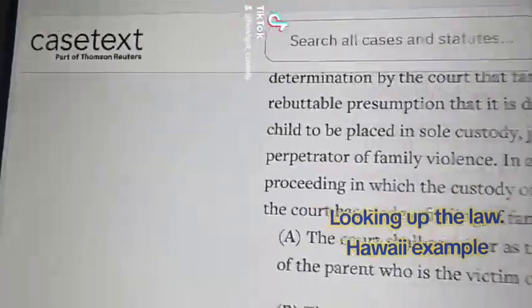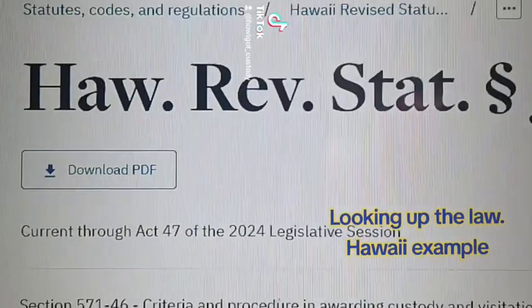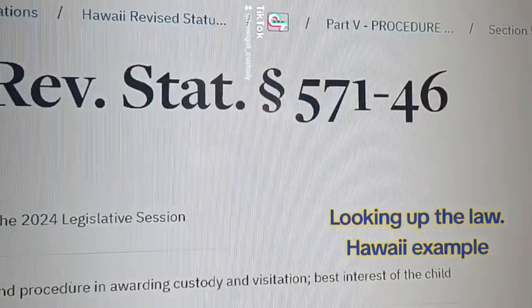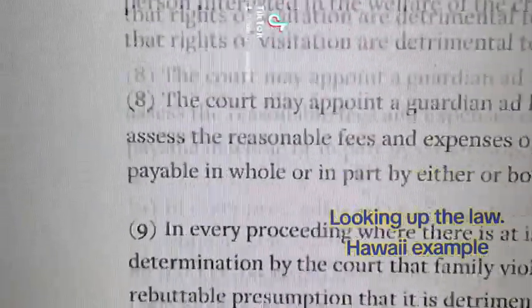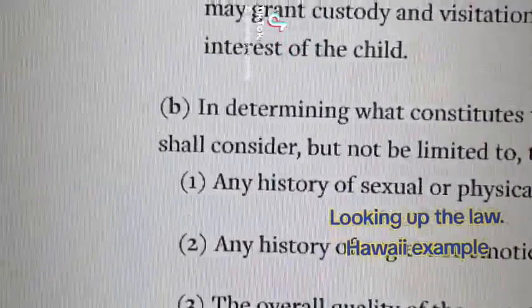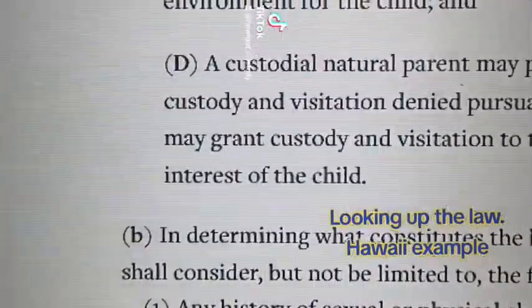So, on case text, I don't know if Hawaii's legislature has this, but this is how you look for statutes. Hawaii Revised Statute 571-46. So here they go, and there's two parts to it. There's subsection A, and there's a bunch of sections, 1, 2, 3, 4, 5, all the way down to like 17, I think it is. Yeah, 17. And then there's subsection B, and under B, there's a bunch of number of factors.